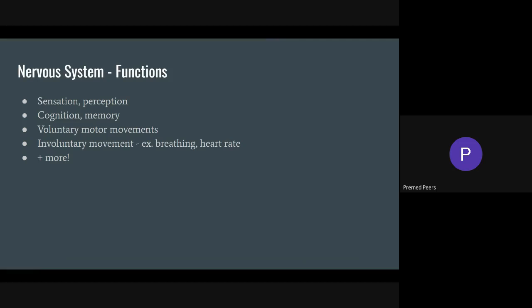So quick overview, these are just some functions of the nervous system. I'm sure all of you are familiar with them, and these are pretty easy to Google, so I won't spend too much time on them. But your nervous system is important for a lot of different functions, obviously.